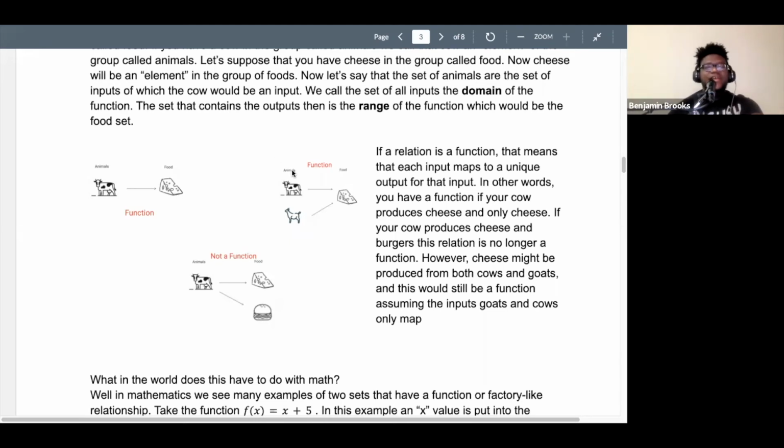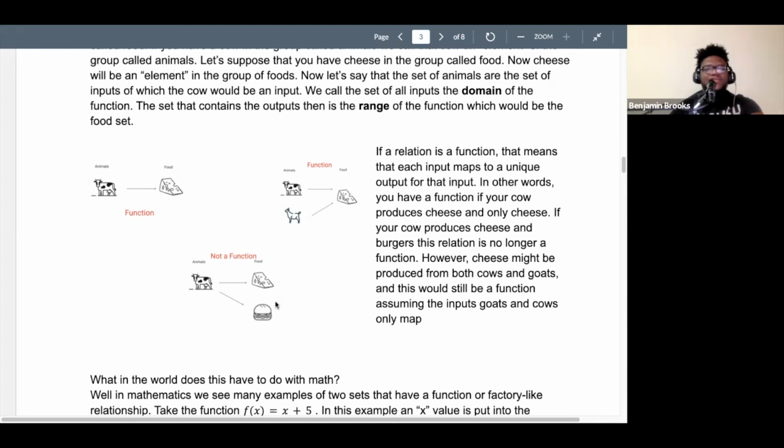Another example of a function would be if cows and goats were both in the set of animals, and they both map to cheese because cows produce cheese and goats produce cheese. This is okay because every single time we plug a cow into our function, or our factory, whatever you want to call it, you always get out cheese. It's like a vending machine: you press F6, you're always going to get Cheetos. You don't press F6 and get Cheetos and then press F6 and get Snickers. That's an example of a function.